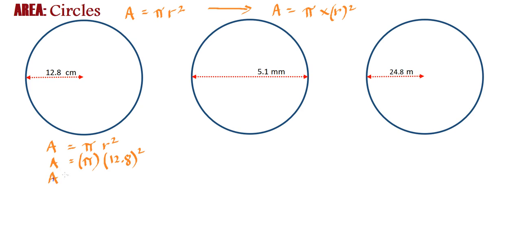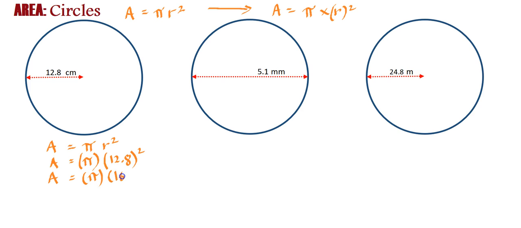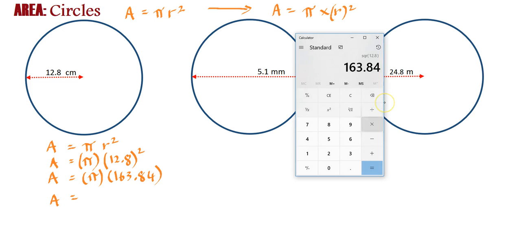So I'm just going to do my third line here, so it's going to be pi, that's not going to change. But I'm going to just calculate the value now of 12.8 squared, so 12.8, and I'm going to square that, so 163.84. So I'm nearly there. And my last calculation is going to be pi multiplied by 163.84. So let's do that. So it's going to be multiplied by pi.